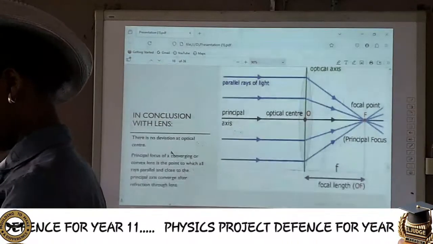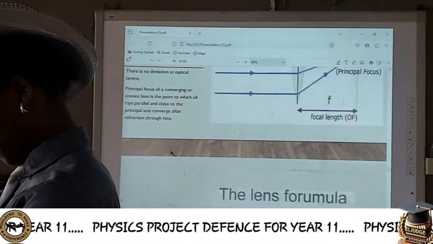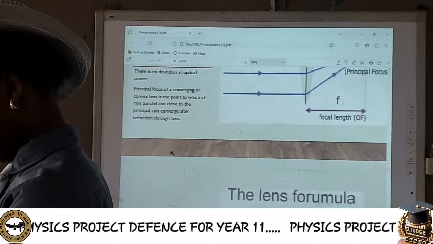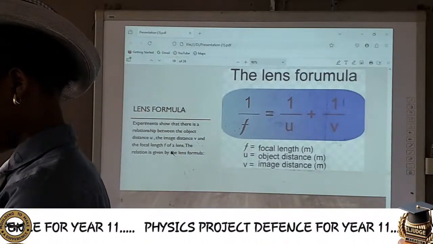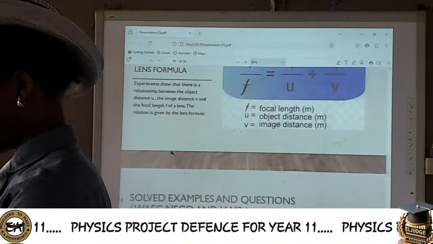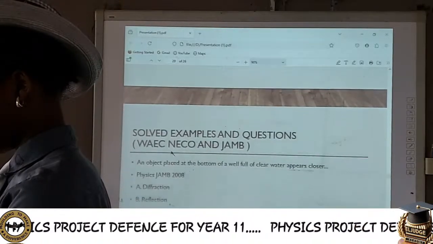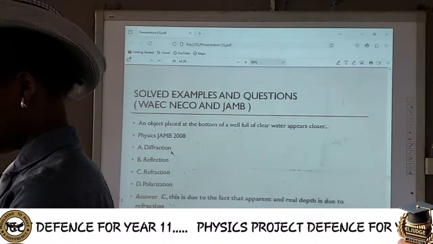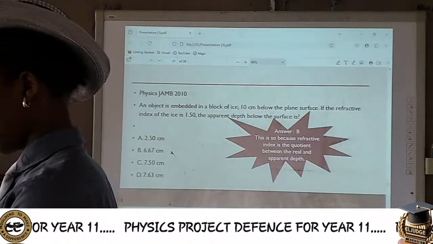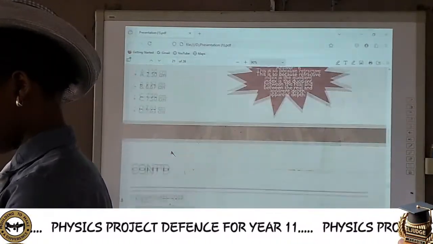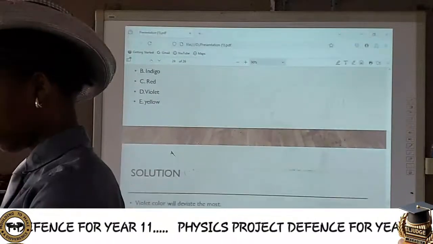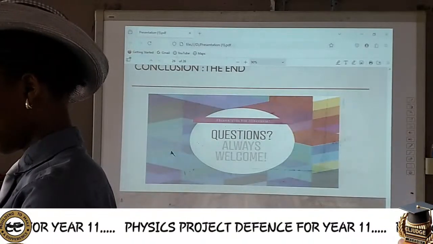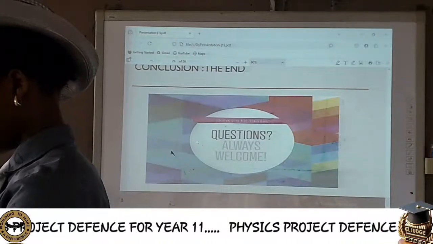You are supposed to show us the image formed by an object at focus, the image formed by an object at infinity, the image formed by an object between 2F and C. All these are areas where questions used to come from, and you need to go and work on that. I hope that is helpful for your presentation, but you can work more on it.